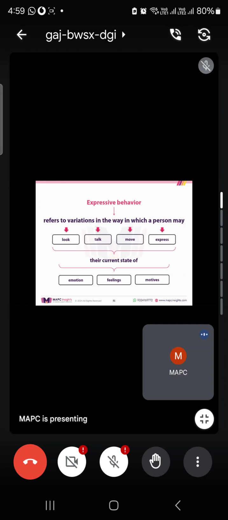Expressive behavior refers to the variation in the way in which a person may look, talk, move or express their current state of emotion, feeling and motive. How the person is expressing, looking, talking, moving or giving expression, based on their emotions, feelings and motives. So this data is collected and it is expressive behavior.